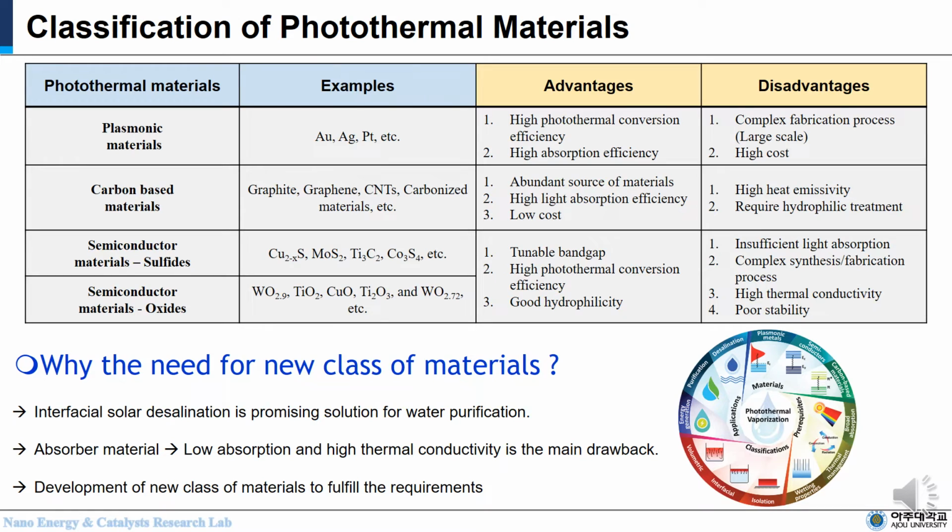Classification of photothermal materials. Photothermal materials can be classified into three different categories: plasmonic materials, carbon materials, and semiconductor based materials. The plasmonic materials consist of silver, gold, platinum, etc. The main advantages of photothermal plasmonic materials are high photothermal conversion and high light absorption. In the meantime, the drawbacks are that they are hard to fabricate and the cost of plasmonic materials is very high.